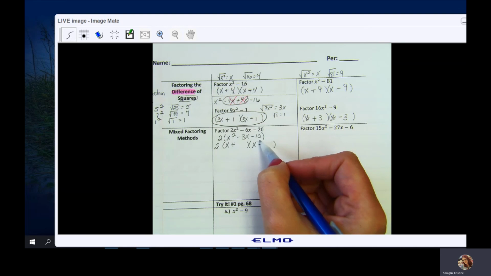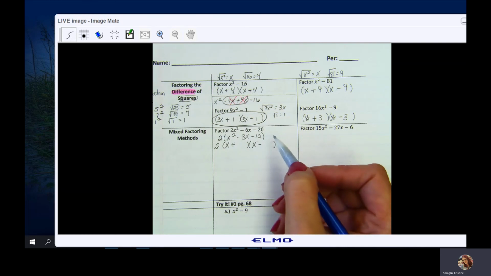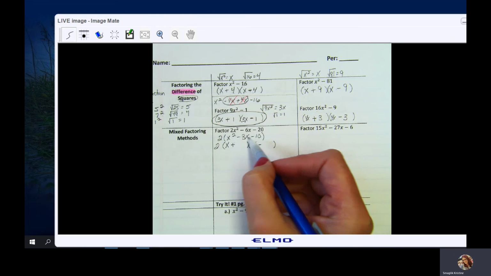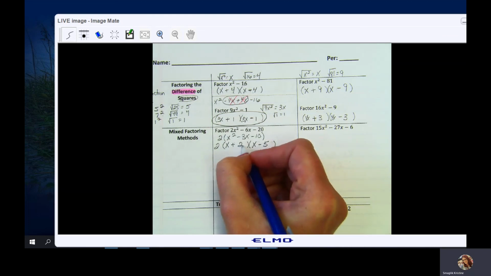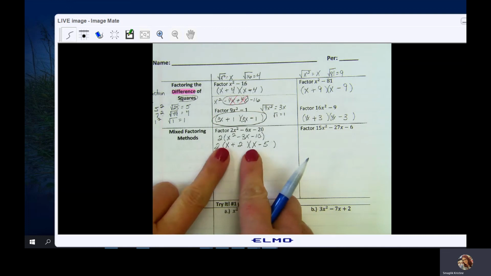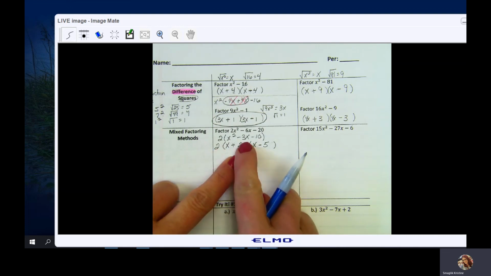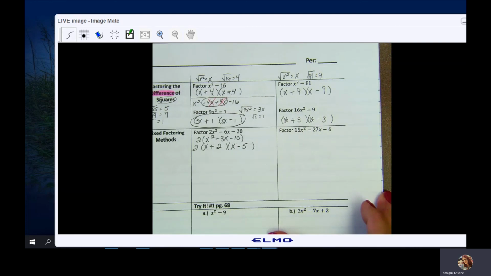Two numbers that multiply to get negative 10 and add to get negative 3. For negative 10, I'm thinking 2 and 5. 5 is bigger than 2, so 5 would have to be negative, and the 2 would be positive. Let's test that out. X squared, negative 5x plus 2x gets me the negative 3x. 2 times negative 5 is a negative 10. We are good. Let's take a look at the next one.